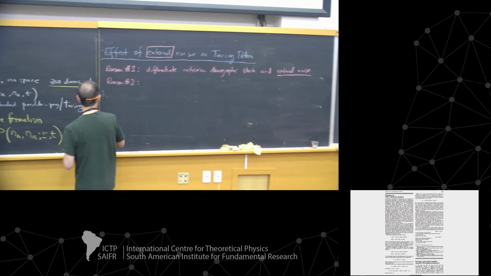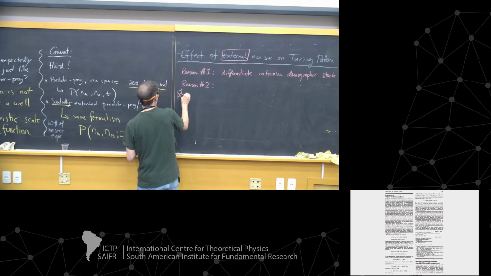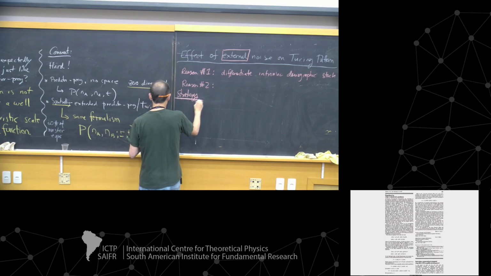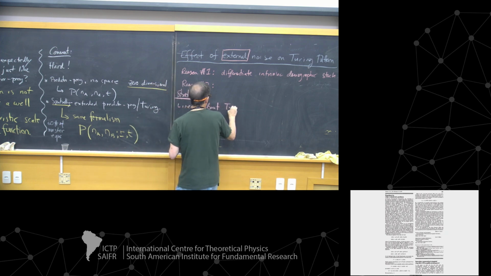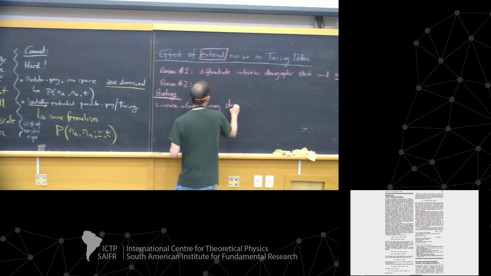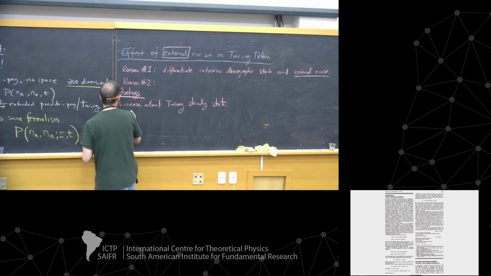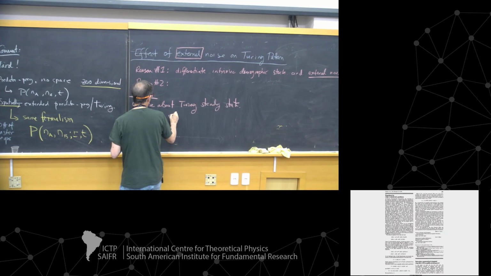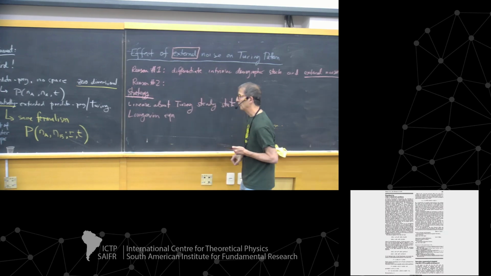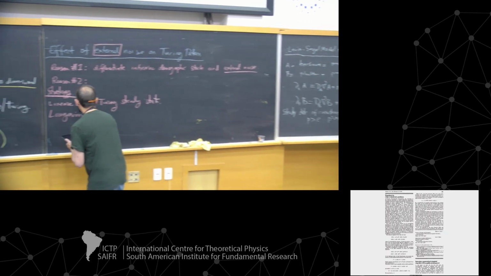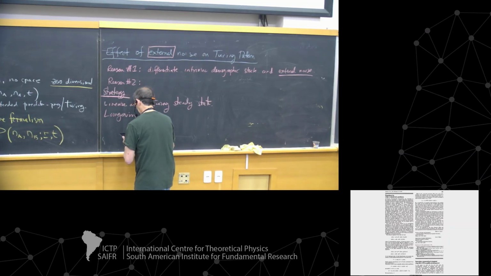So what do you do? What you do is you linearize about the Turing fixed point, about the Turing steady state. You write down a Langevin equation, because you don't have to do a Van Kampen expansion or anything like that. You just have to write down a Langevin equation, so you can do that. You've got external noise. And what you find is that minus i omega x is equal to A times x plus some gamma.